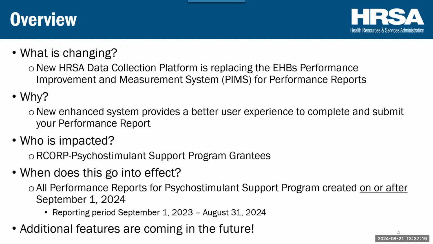So before we go into the system details, let's just go over these items. As of September 1st of this year, any performance reports created for the Psychostimulant Support Program grantees will be created and submitted in the new HRSA data collection platform. This new system has an updated look and feel and is easier to navigate to give you a better experience while completing and submitting your performance reports than our previous performance report series system. And as a reminder, this only applies to performance reports created on or after the reporting period, which is September 1st, 2023 through August 31st, 2024.